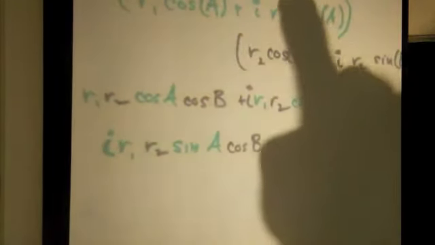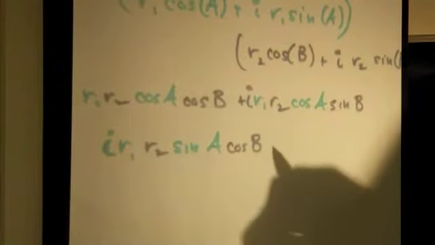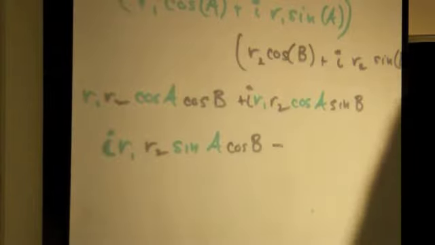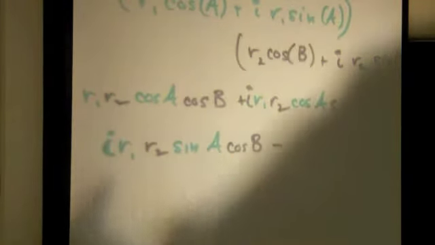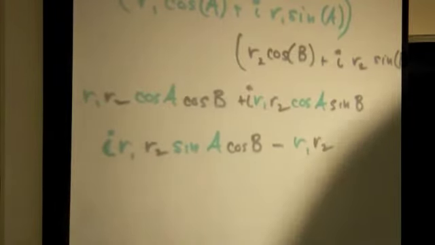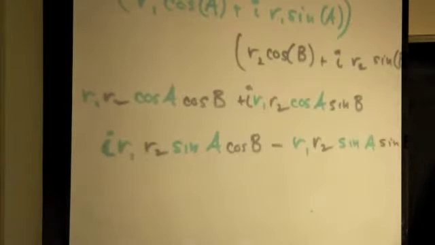And then the last one will be this one times this one. And instead of writing i squared, I'm going to write negative, because i squared will just be negative 1. So I'll subtract instead of writing i squared. So it's going to be negative R1 times R2 times the sine of A times the sine of B. Big mess.